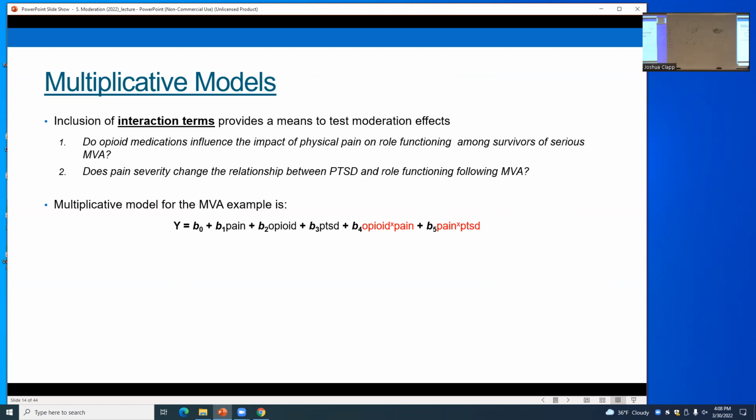I'm sorry, but can you explain the difference between, like, this makes sense to me, how that's moderation, because it's opioid times pain and stuff, but the model that we just looked at, what was that looking at if it wasn't looking at moderation? What's that first order model? What questions can I ask with that first order model?